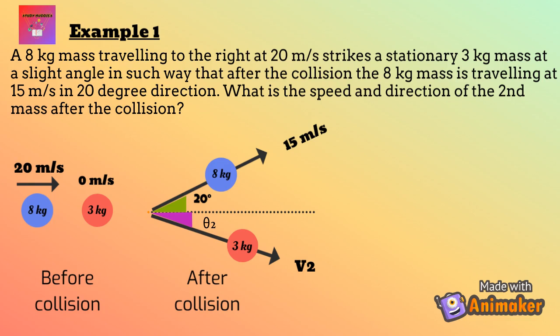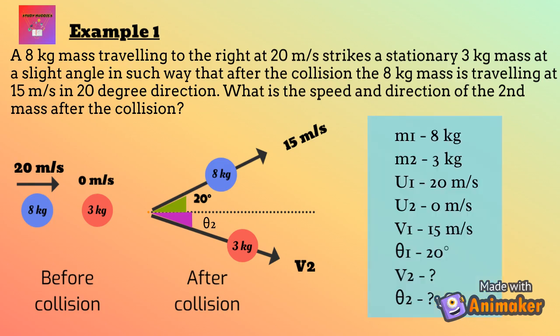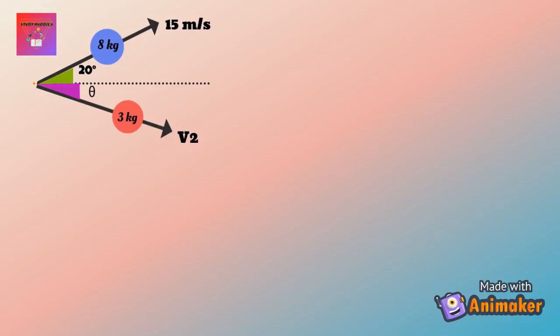Based on the diagram, we can conclude that this is a two-dimension collision. First, let's list down all the given information at this side. Since both the objects are traveling horizontally before the collision, they don't have a vertical component. They only have x component. However, both the objects have their own x and y components after the collision. In order to solve this question, we have to resolve the speed of the objects into x and y components.